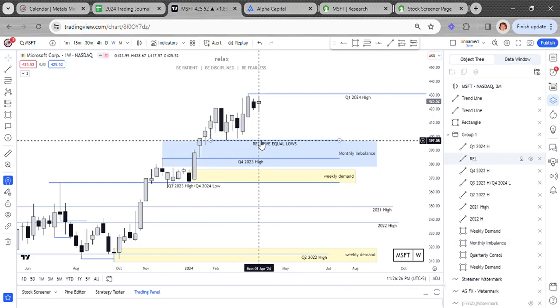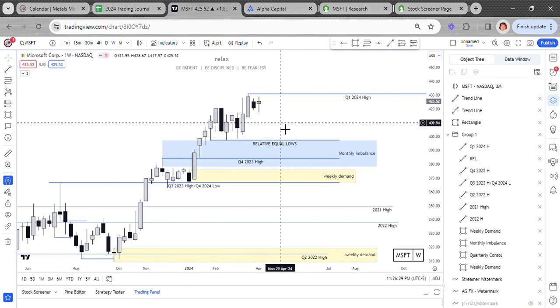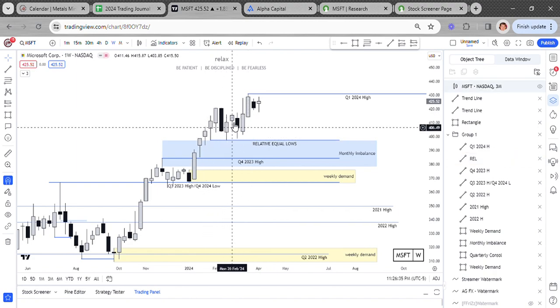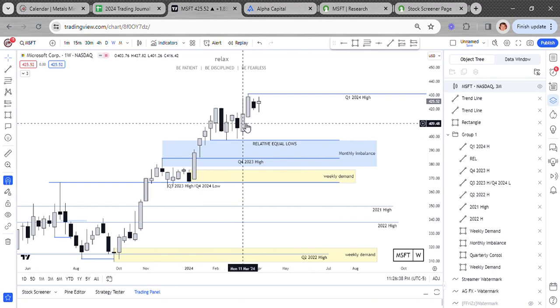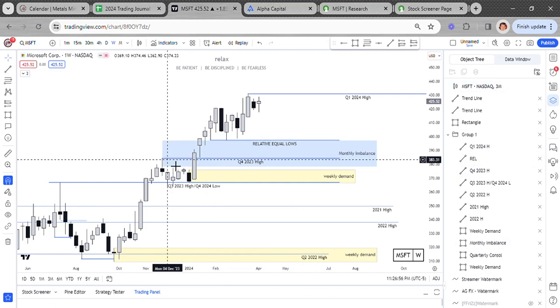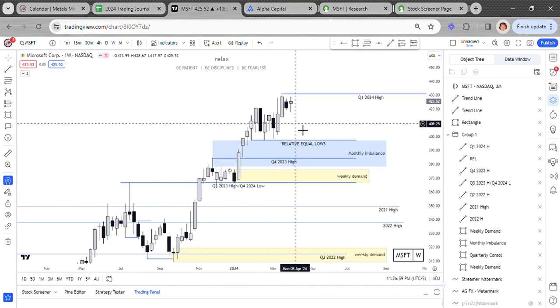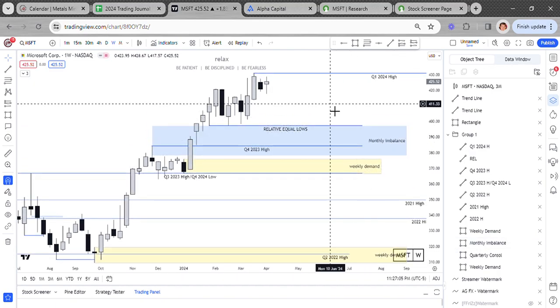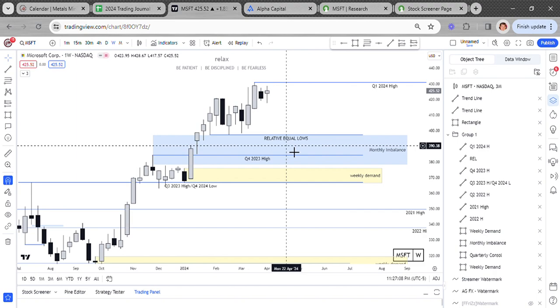Price created relative equal lows, which have a lot of orders resting below them. A lot of buyers who entered positions in this consolidation area have set their stops, whether mental stops or actual stop orders, below this level inside this imbalance. So not only do we have an imbalance here, we also have these relative equal lows, and then we have another quarterly high here. So in my opinion, this would be a good area to expect price to come back to, to look to add more to your Microsoft positions.